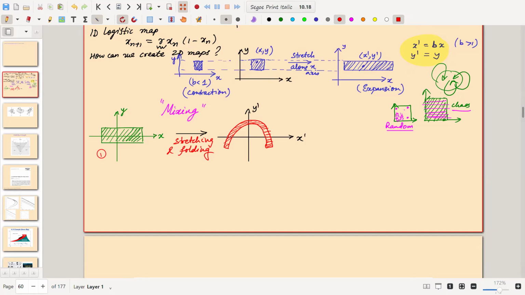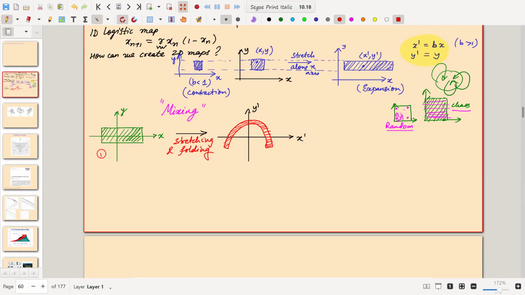I hope you can visualize it, right? Stretch it on the x-axis, then pull it on the y-axis. Then do you get this shape? Yes, you get this shape, right? Now, this stretching and folding, what kind of mapping can cause this?